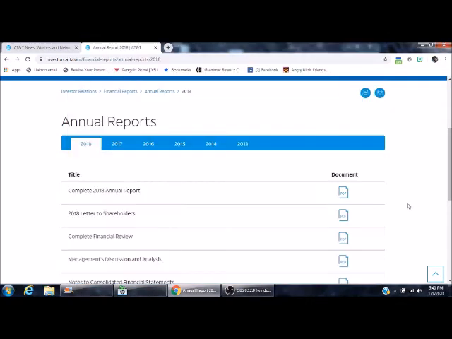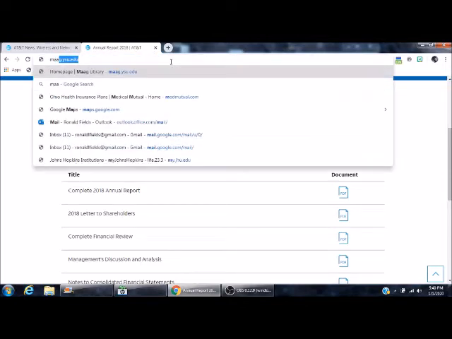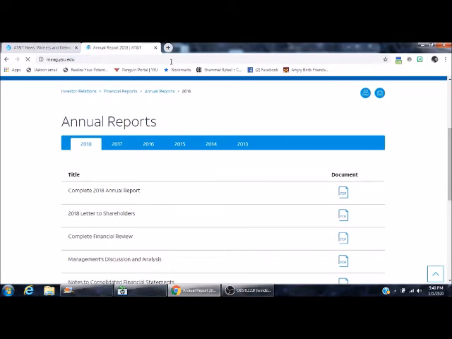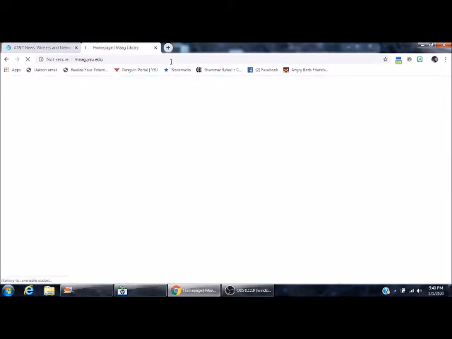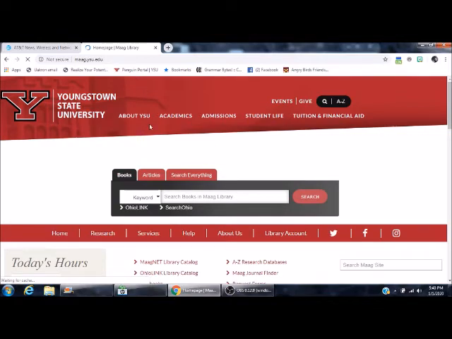Having found financial data through the company's website, I'm now going to turn my attention to the MAAG Library research databases. To begin, I'm going to go to maag.ysu.edu. If you're on campus, whenever you access the database, it should take you straight to it. If you're off campus, you'll have to input your username and password and that information.